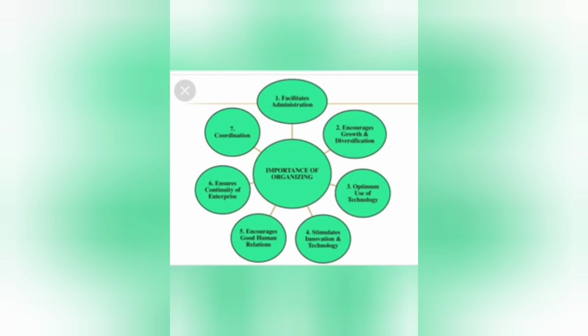And organizing leads to stimulation. It enhances innovation and technology, encourages good human relationships, and ensures the continuity of the enterprise and coordination. In a simple manner, you can also write about the benefits of specialization. Due to proper organizing, productivity will increase and there will be good performance. The repetition of work leads to specialization and clarity in working relationships. When you allot the proper task to the proper people, there will be clarity in work and optimum utilization of resources.